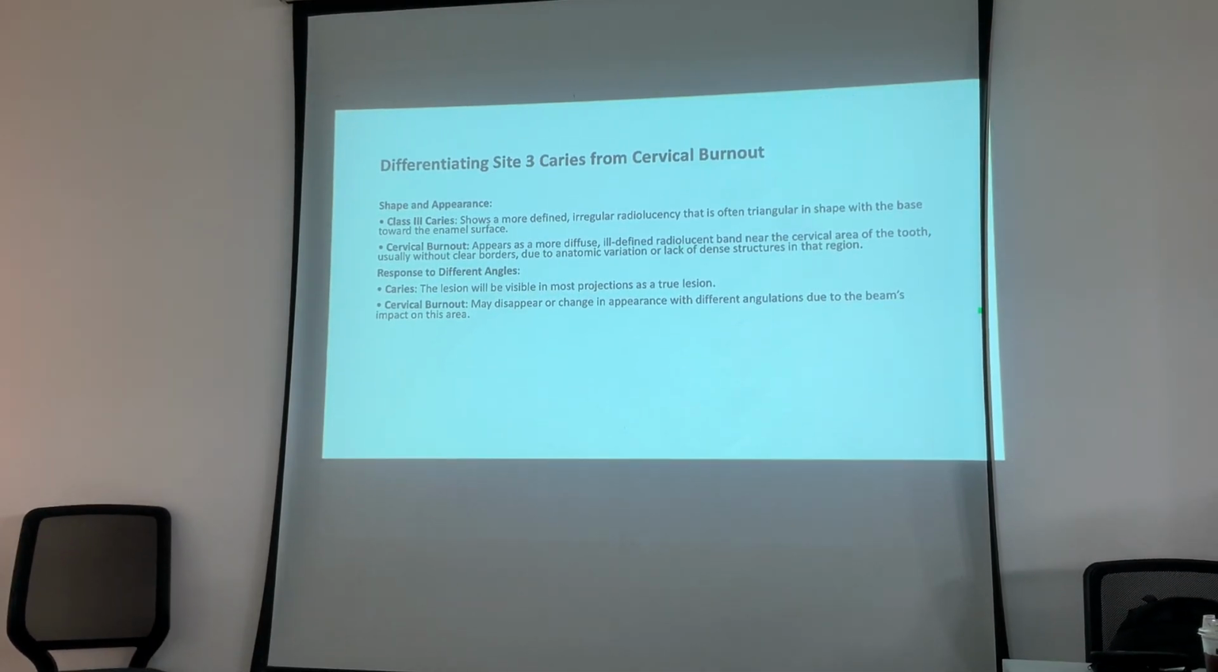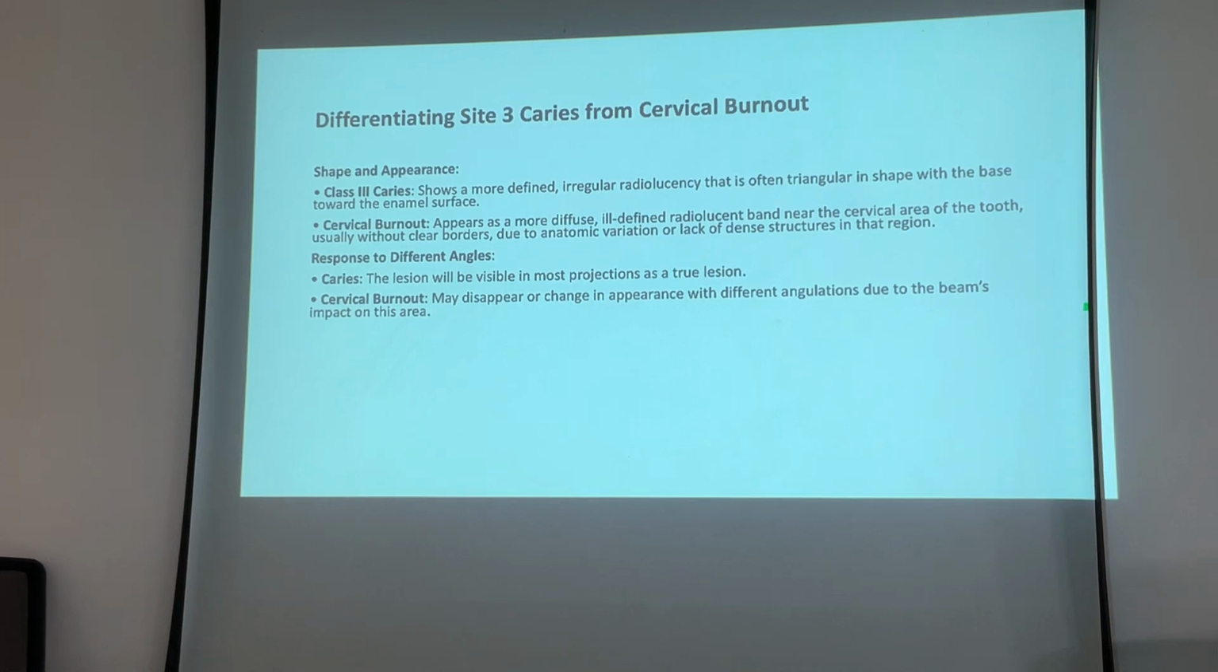We focus on the shape and appearance. As I told you before, cervical burnout, caries usually shows a more defined and irregular radiolucency because it's a pathologic condition. So the borderline is irregular, often triangular in shape with the base toward the enamel surface. But cervical burnout appears as a more diffuse, ill-defined radiolucent band near the cervical area of the tooth.